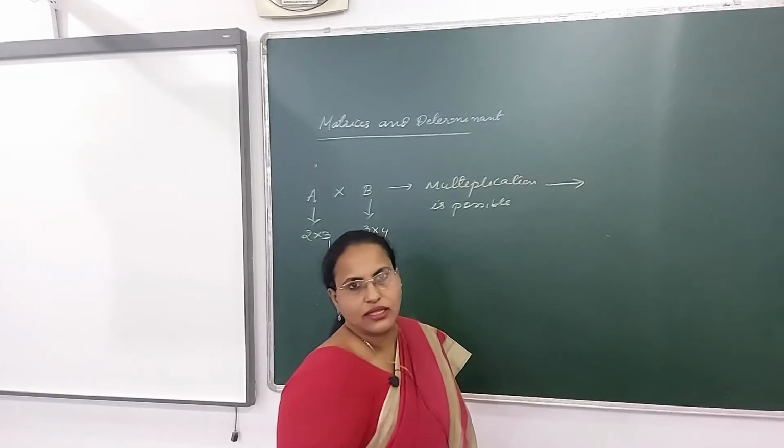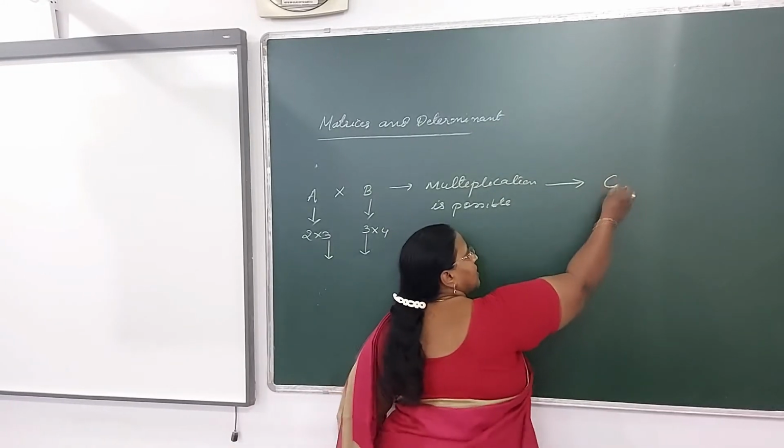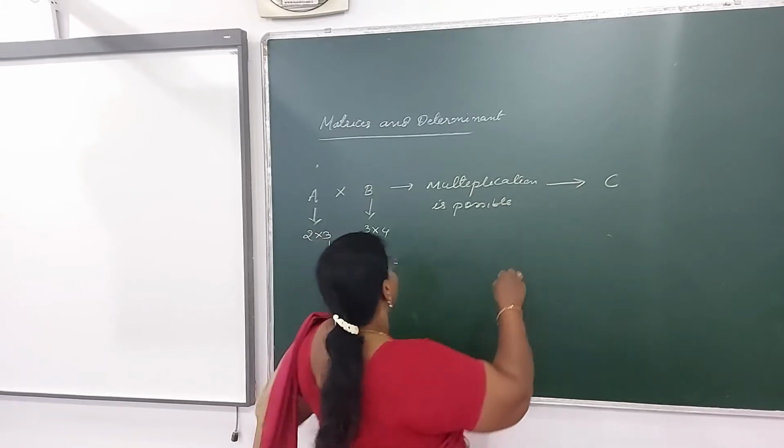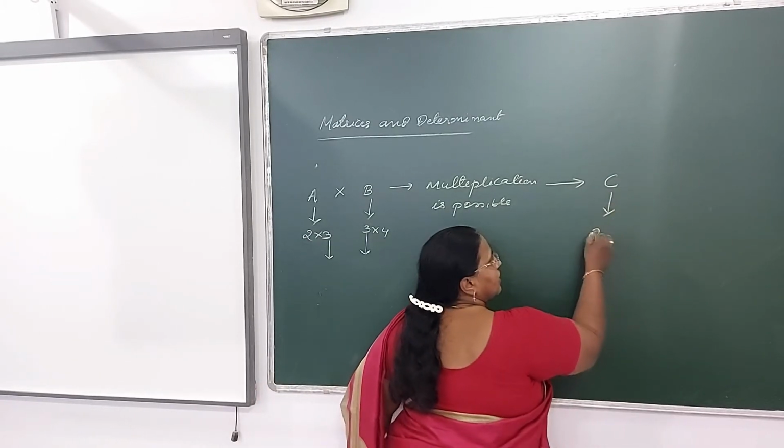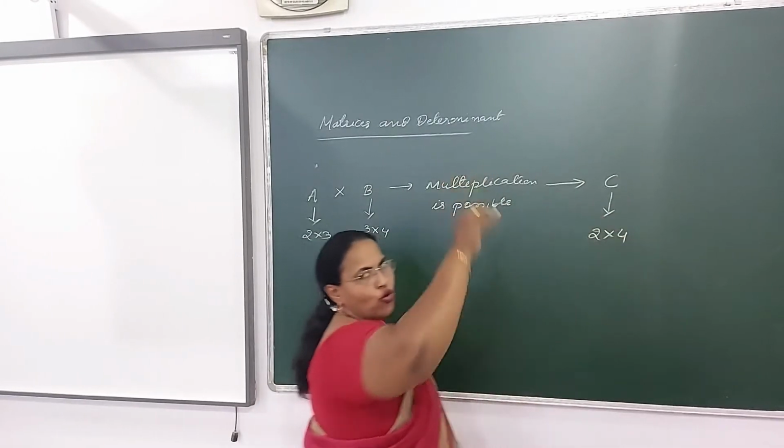And if it is possible, then what about the resultant? So let the resultant matrix be C. And what will be the order of this matrix? The order of the matrix will be 2 by 4.